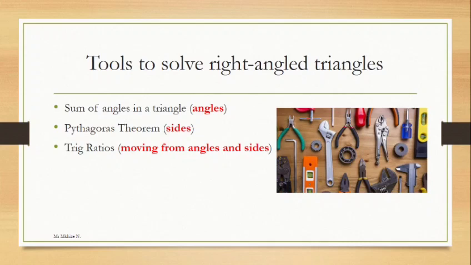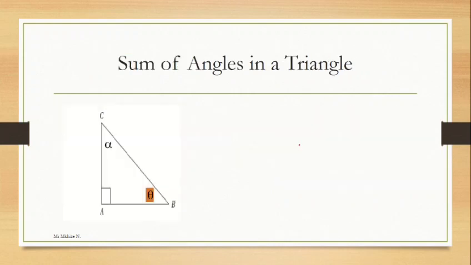Now, of course, if you want to solve triangles, there are tools that you can use. So the first one is sum of angles in a triangle, and we use it for angles. And then we have Pythagoras that we use for sides. And finally, you have trig ratios that we use for moving between angles and sides. So let's look at each of these tools. So sum of angles in a triangle.